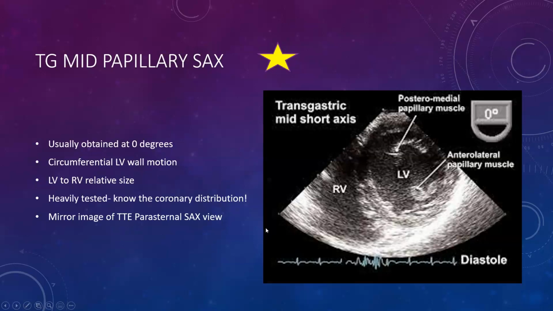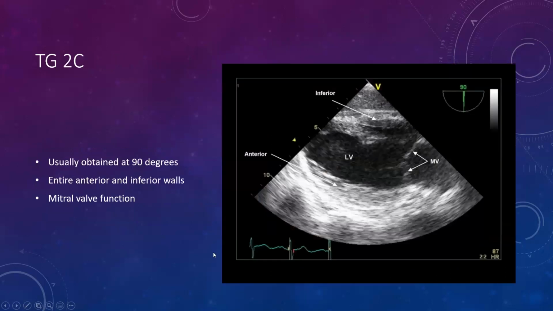So this is heavily tested in anesthesia. I have a feeling that this is probably heavily tested in critical care. You have to know your coronary distributions for this. And again, looking at the LV and RV relative sizes.